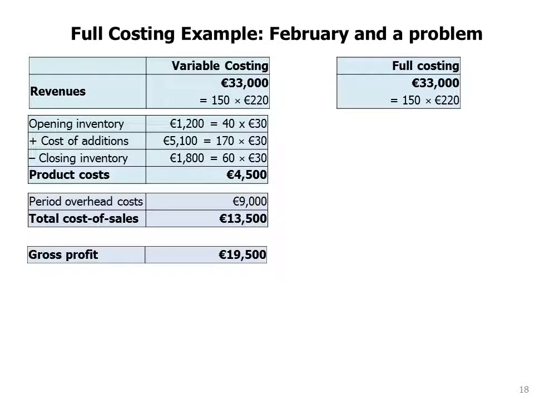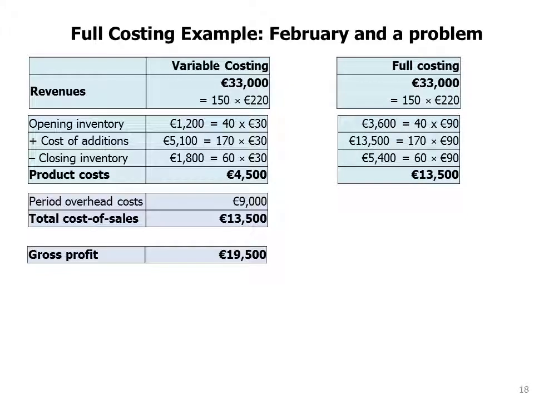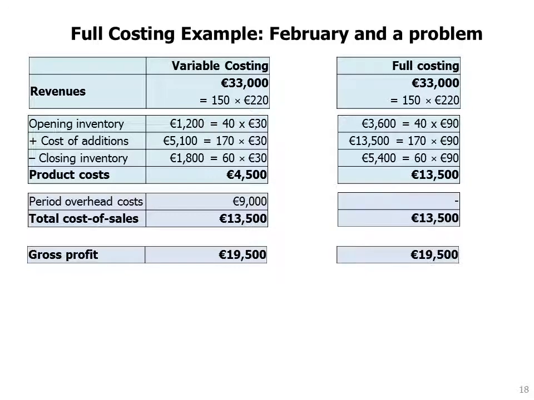So full costing revenue is the same, 33,000 euros. Opening inventory, 40 units at 90 euros each, 3,600. And then we've got additions, 170 units at 90 euros each, which is 13,500. Less closing inventory of 5,400, which is 60 units times 90. That gives 13,500, which is also 150 times 90 euros per unit, what we'd expect because that's the number we sold and that's being matched against the revenue. No period overhead costs and unchanged gross profit.